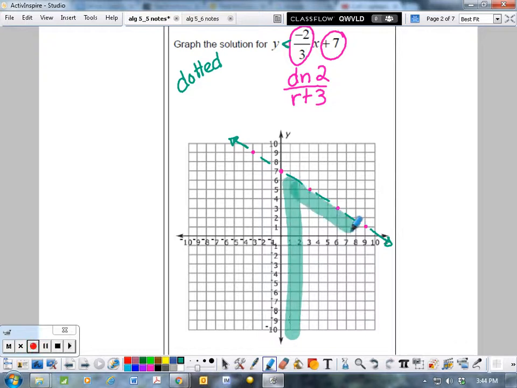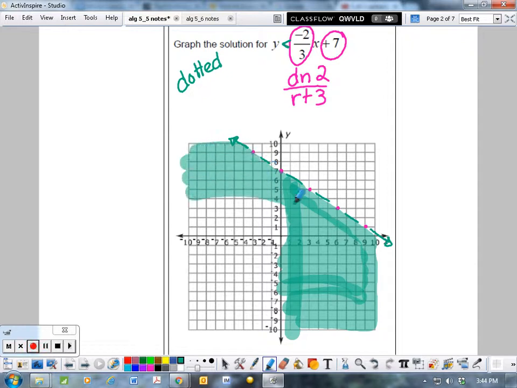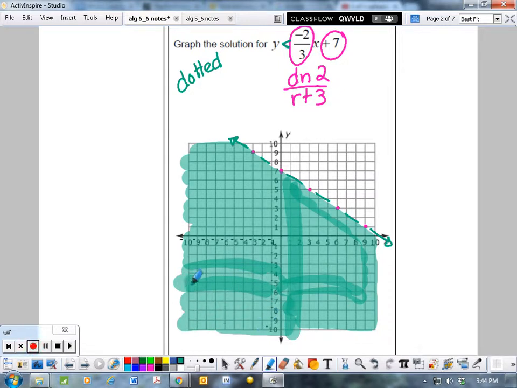So I'm going to look here and I'm going to shade everything below that, which means every point in this shaded region will work in that inequality. So tons of answers. Everywhere that's shaded, every single coordinate there is a correct answer to the inequality. And so that's why we graph it, so we could talk about all those possible correct answers.